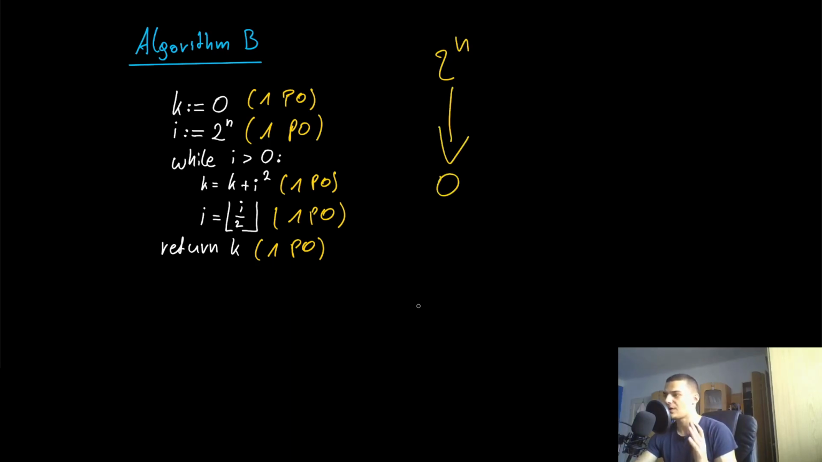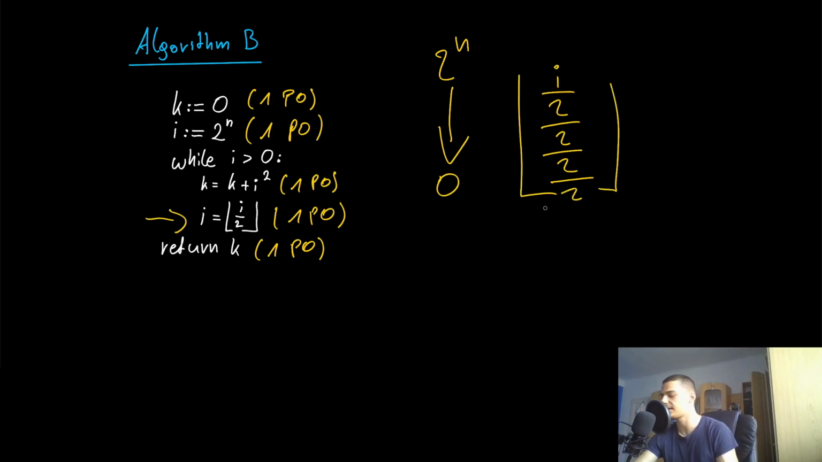So this is the condition for the loop. We start at 2 to the power of N and we want to get to 0 or below. And what happens to I is this line here. In this line, you can see that I gets halved every time. So it's divided by 2, divided by 2, divided by 2, and of course floored.